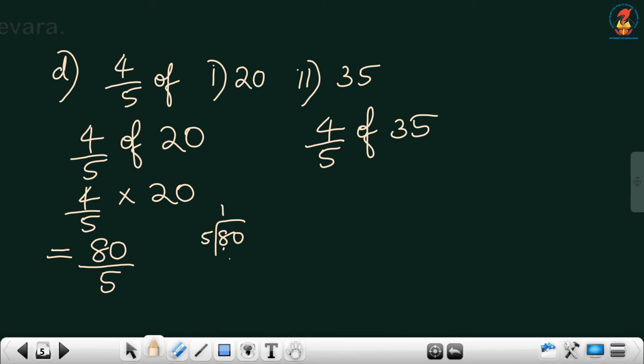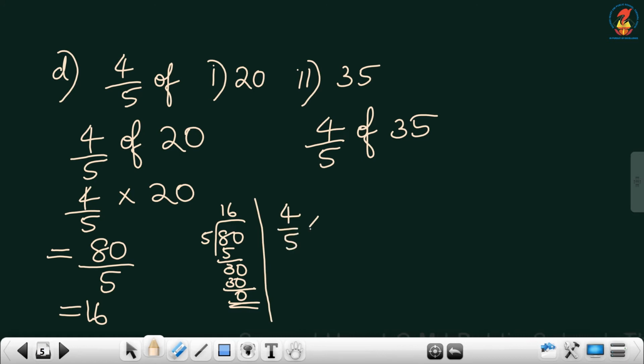Okay, what is the answer you got? 16. If you are doing by shortcut method also, you will get the same answer. Just write 4 by 5 into 20. 20 is a multiple of 5. So divide by 5. 5 divided by 5, 1. 20 divided by 5, 4. So 4 4s are 16. Instead of doing the division, you will get the answer directly. Okay, so just go to the shortcut method.